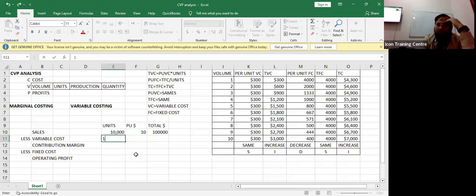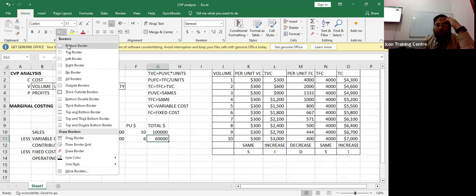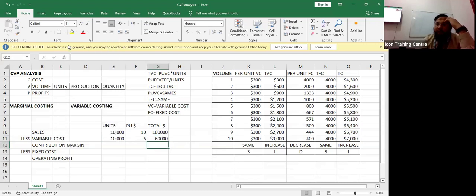Now variable cost. Assume per unit variable cost is $6. So total variable cost will be how much? 60,000. So your contribution margin will be 100,000 minus 60,000. It comes out to 40,000. This is your contribution margin. Contribution margin is sales minus variable cost.